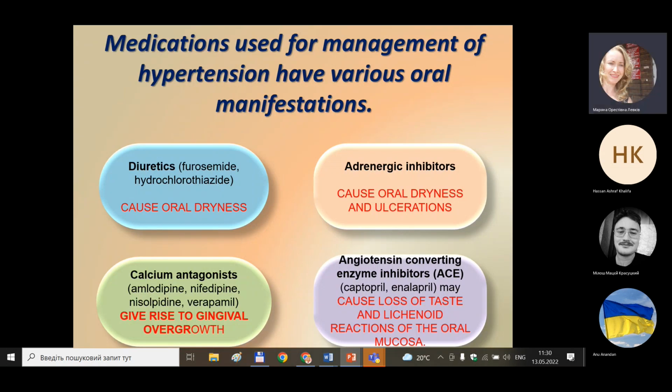On this slide, you can see the medicaments that are used for management of hypertension and what side effects they cause. Diuretics, they cause oral dryness. Adrenergic inhibitors, they cause oral dryness plus ulcerations. Calcium antagonists, they give rise to gingival overgrowth. Angiotensin-converting enzyme inhibitors, they cause loss of taste and lichenoid reactions of the oral mucosa.